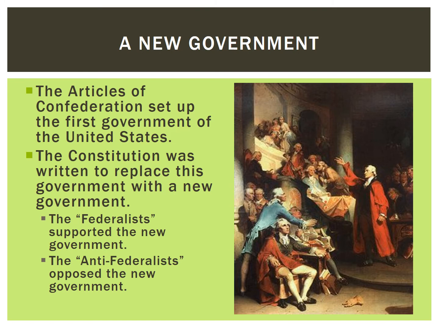The Constitution was written to replace this government with a new government in 1787. So there were two groups of people that were established during this time. The Federalists, and then the Anti-Federalists.